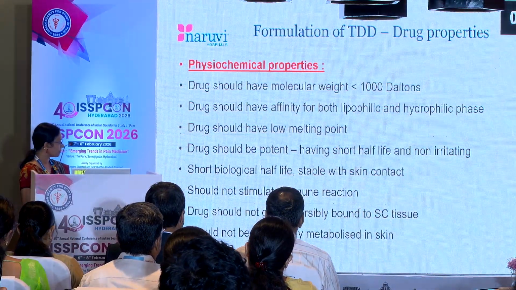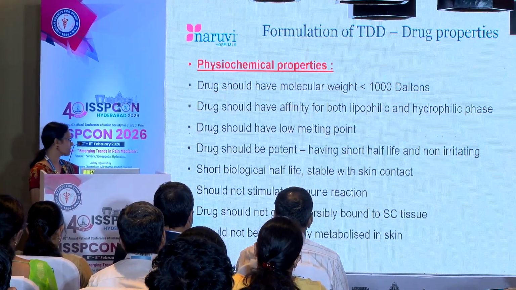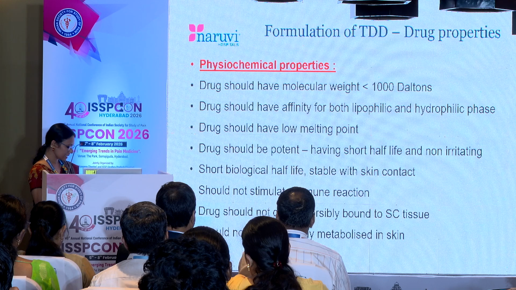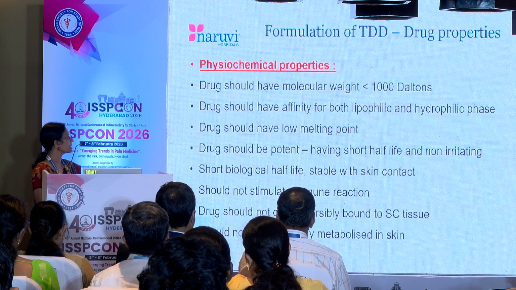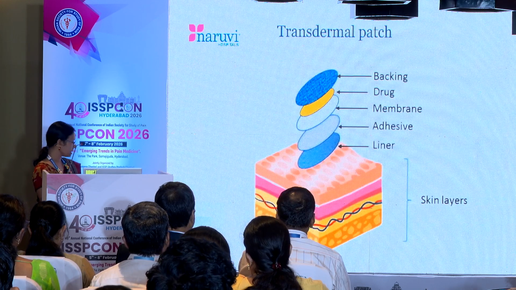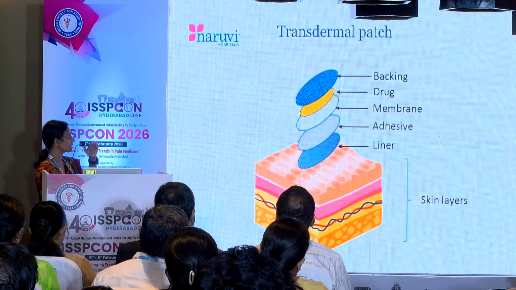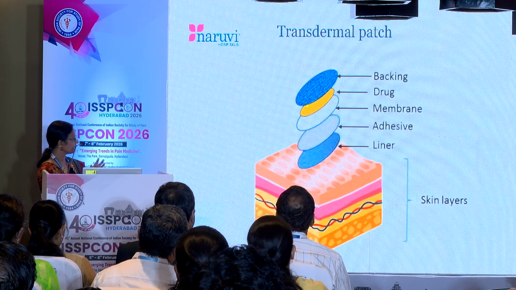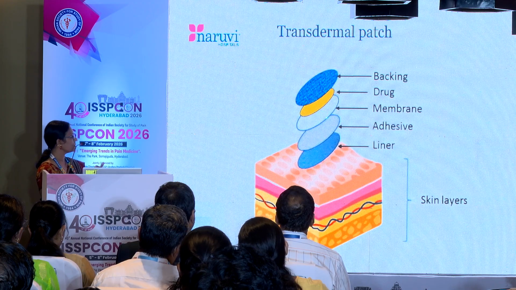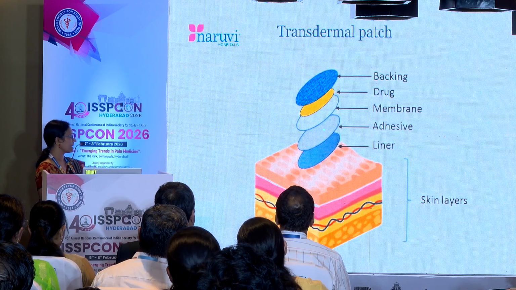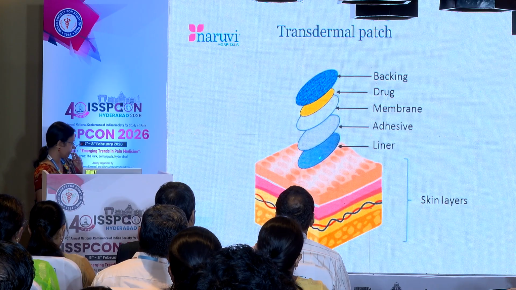It should not be an irritant, it should not activate the immune system, and it should not be extensively metabolized in the skin, as with steroids and other hormones that we took. So these are the parts of the patch. This is the backing layer, the outermost layer that we see. And this is the drug layer, the membrane, that is the rate control membrane. Then the sticky layer, the adhesive, and the adhesive covered by a thin liner. So these are the 4 layers.